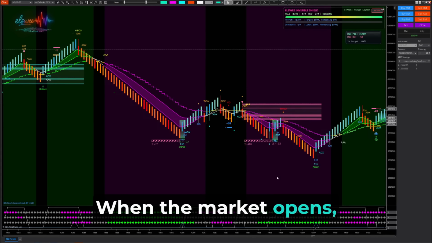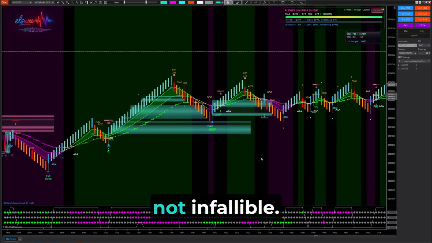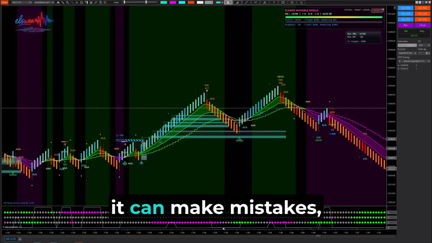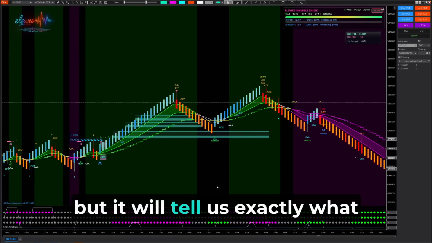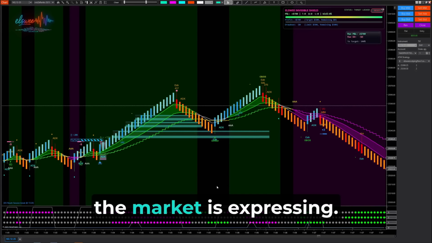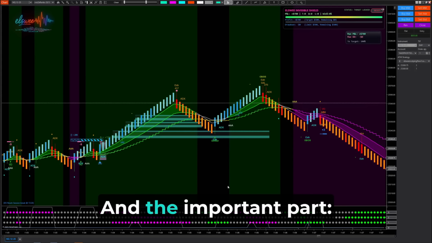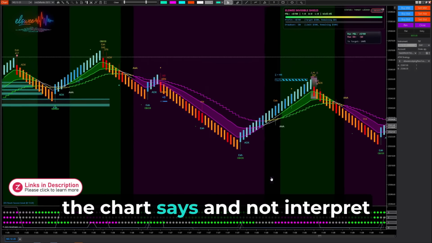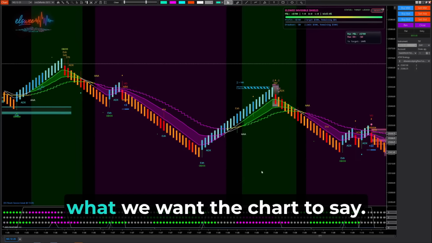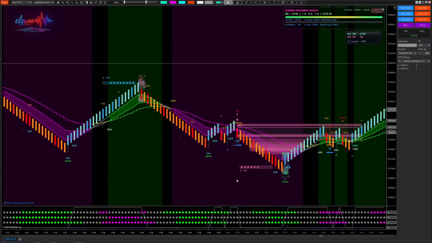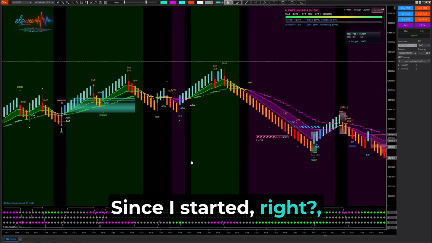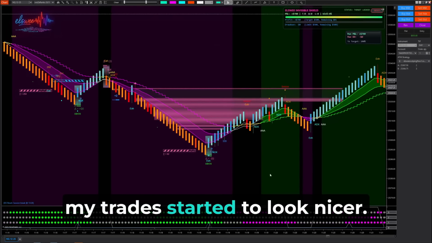The system, like everything, is not infallible. It can make mistakes, but it will tell us exactly what the market is expressing. And the important part, you have to learn to read what the chart says and not interpret what we want the chart to say. Since I started seeing it that way, my trades started to look nicer.